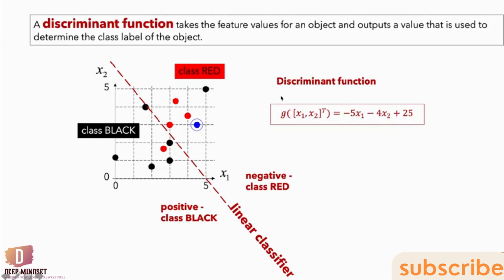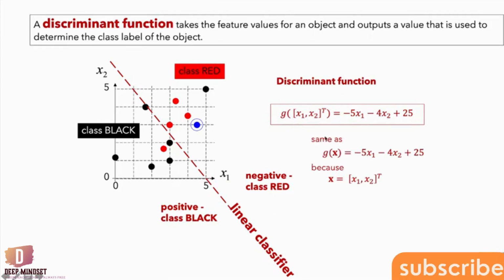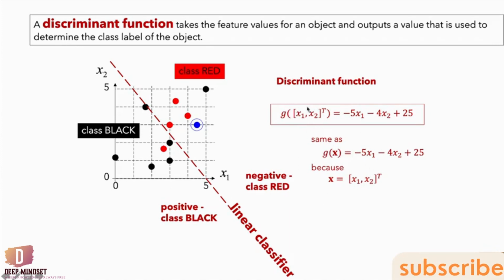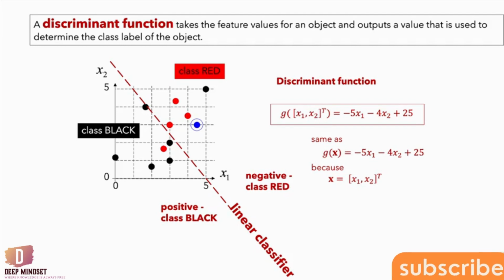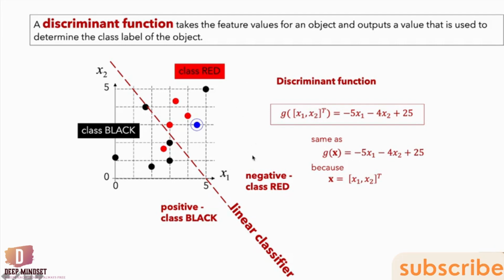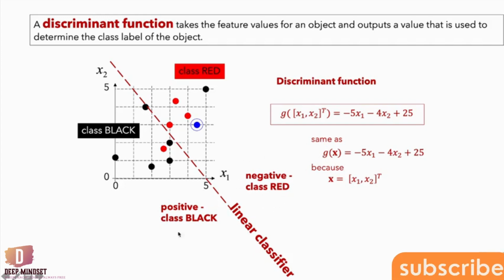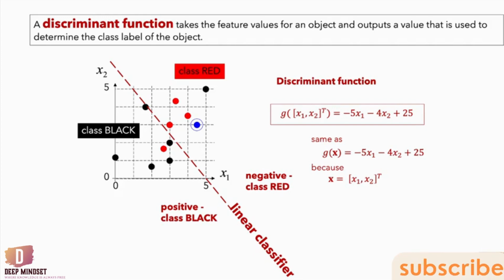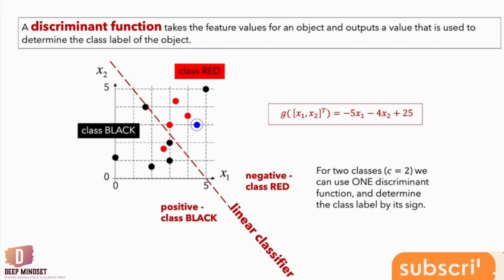So that's how we write it here. But you know, this is basically the same because x is our features here. So we write it as a vector. So class red is for negative values of the discriminant function. Class black is for the positive values. So we got two classes. So you assign a class based on the sign in that case.